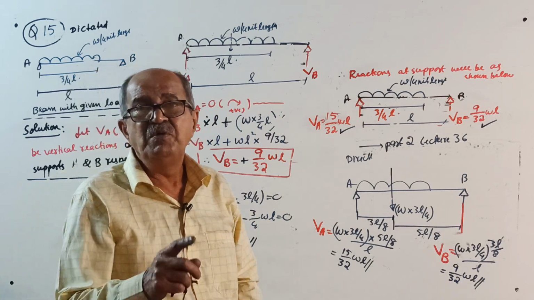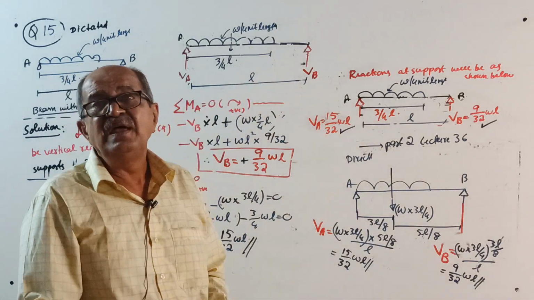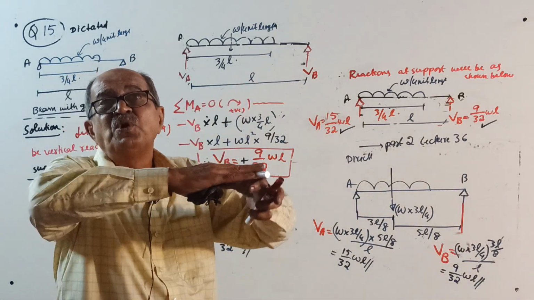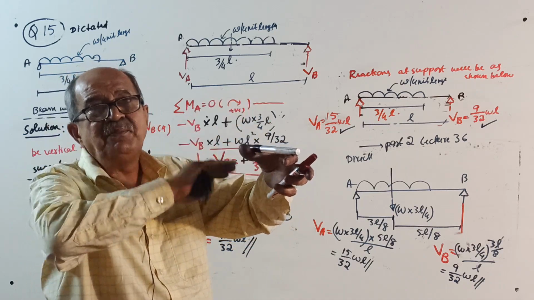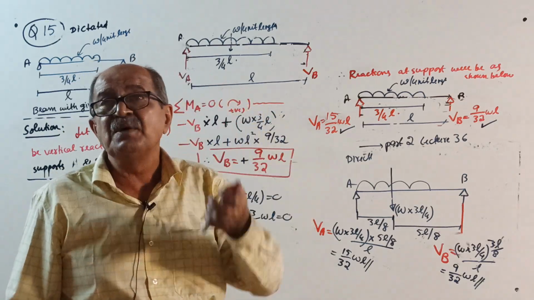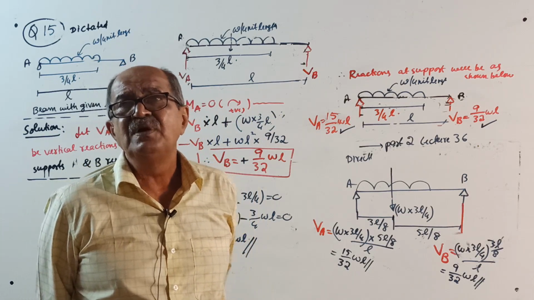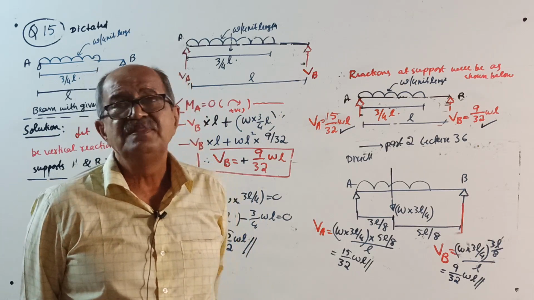Next time we will do numericals for this partial UDL, and then when the UDL is in the middle portion, there is a gap on the left side and a gap on the right side. There also, once in terms of some random length A, then in terms of a part of L, then numerical values.